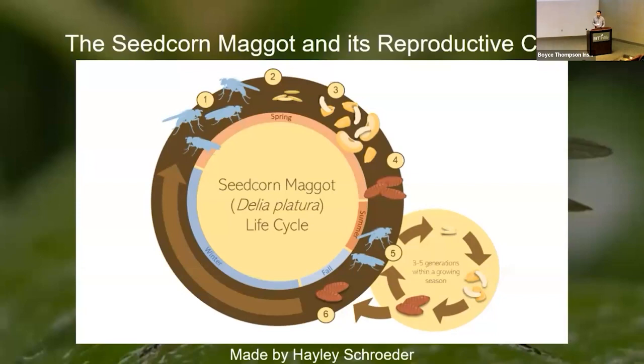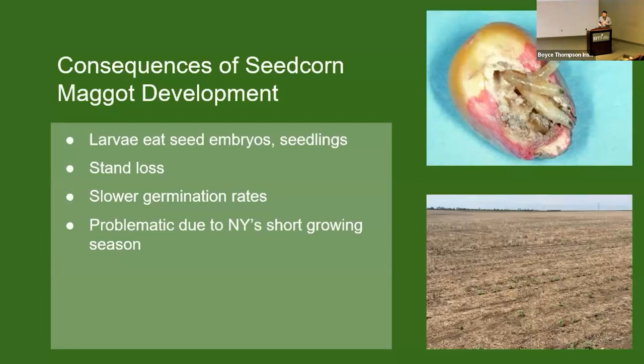growing season. So that happens 3 to 5 times, and then temperatures get colder, you get towards the fall, and the final generation of larvae pupate, and they overwinter. They stay in their pupal form through the winter to insulate themselves from the cold, and then emerge again the following planting season.